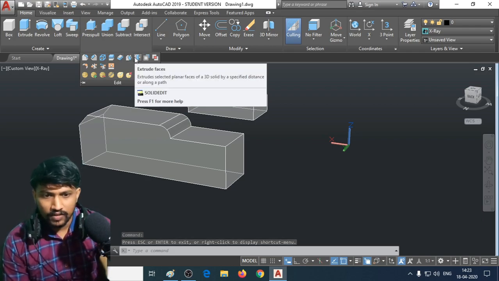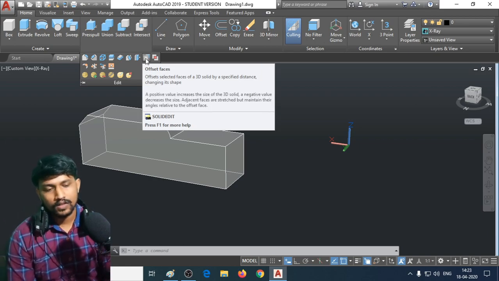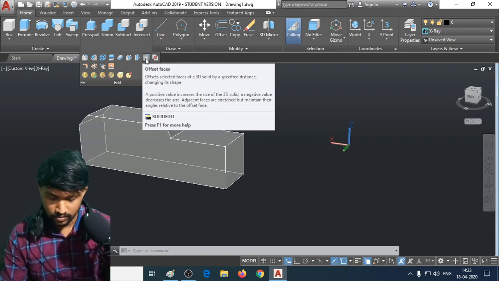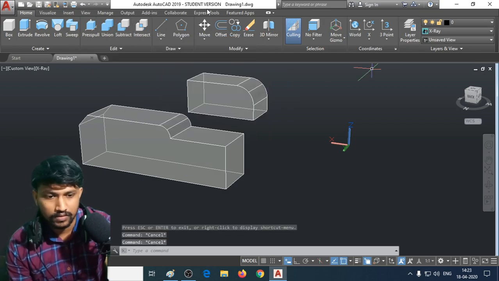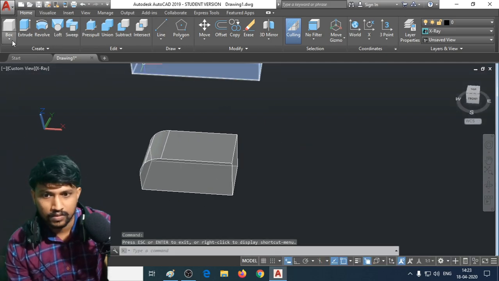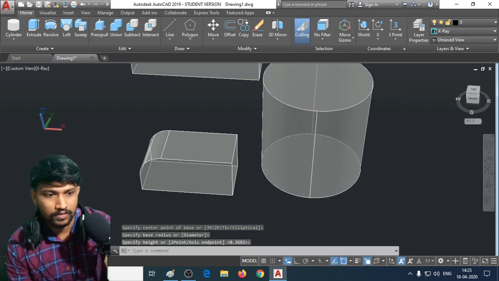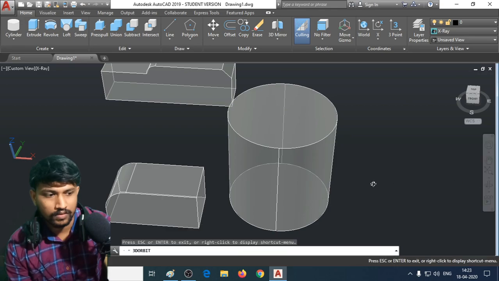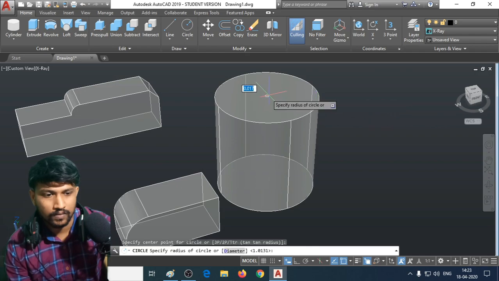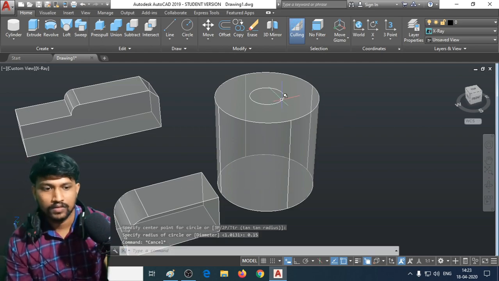So after the extrude faces, offset faces. I will explain this one with two different examples. I'm gonna take a cylinder here. And now say 0.15. Okay.